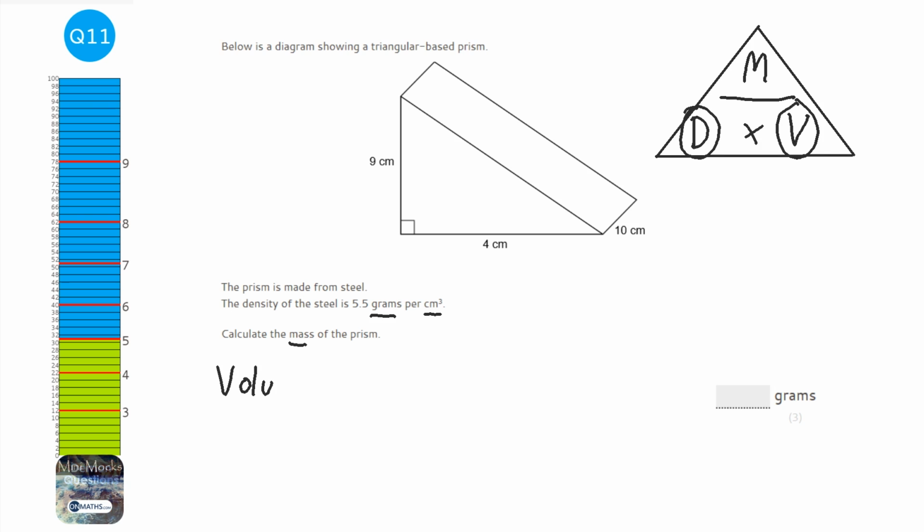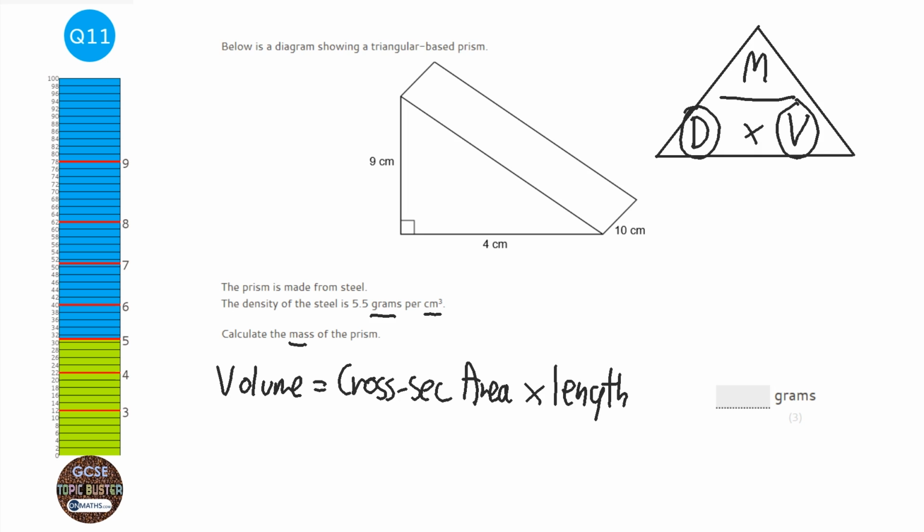So to work out the volume of any prism, it's the cross-sectional area times the length. Some people call the length something else, but the length is basically how 3D the prism is. So the length is this one here, and the cross-sectional area is the area of this triangle here. So it's the area of the triangle.